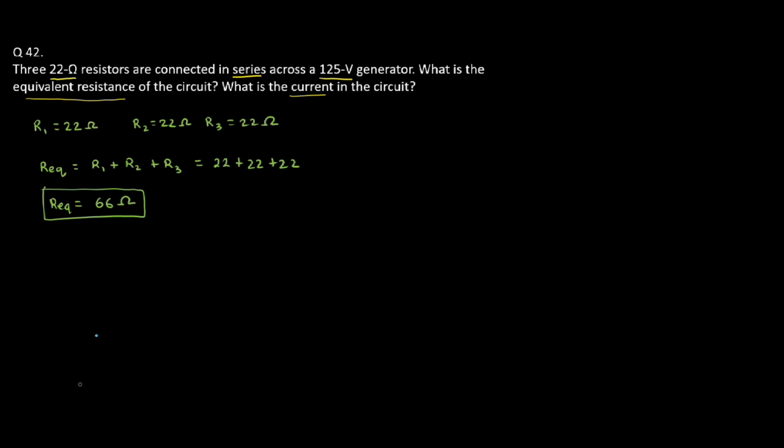Next, they want me to find what is the current. So current in the circuit is given by the potential difference across the generator divided by the equivalent resistance. Potential difference is 125 volts and the equivalent resistance we calculated is 66 ohms. And when you solve this, you get the current in the circuit as 1.89 amperes, which you can round off to 1.9 amperes.